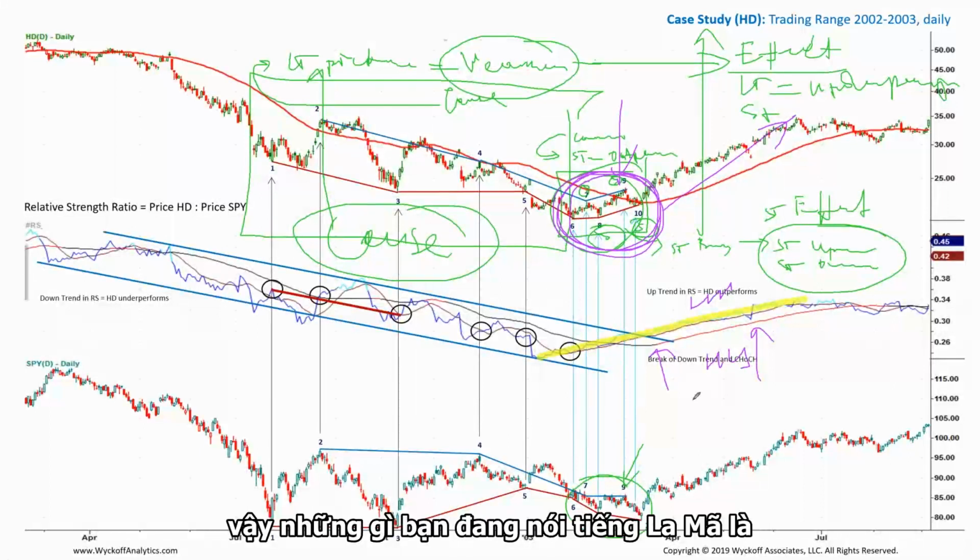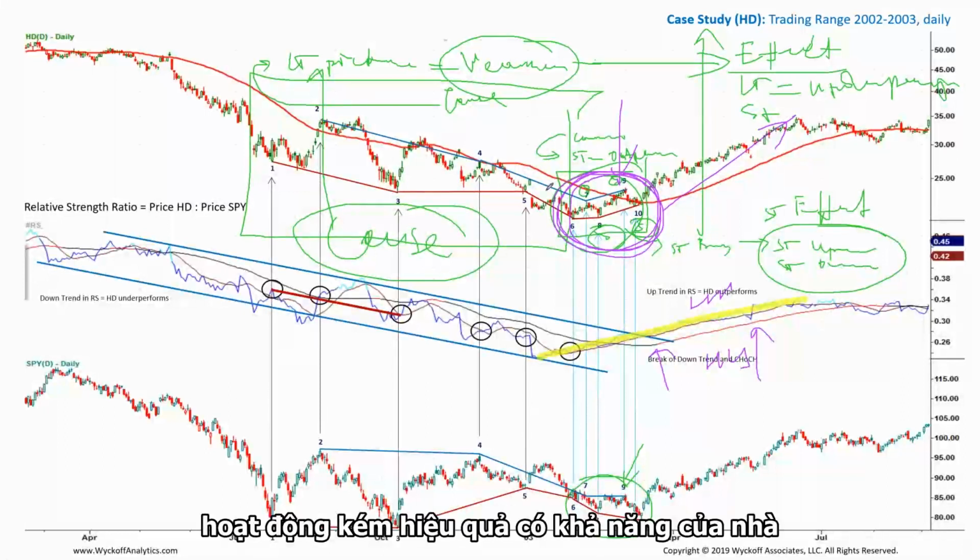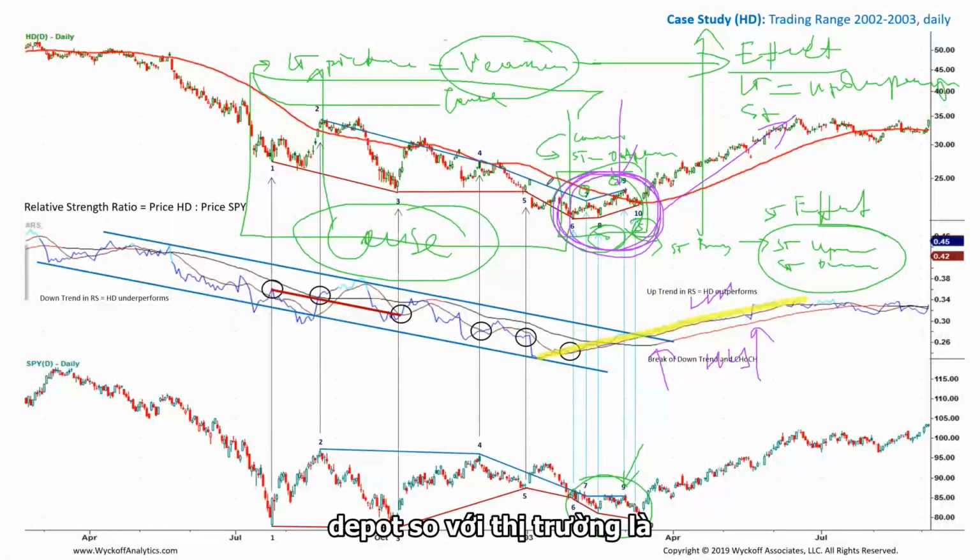So what you're saying, Roman, is from points 1 to 6, that July, August, September, October, November, you're saying that's the cause, and that span of time is what's going to result in long-term underperformance potentially of Home Depot compared to the market. Is that what you're saying? Yeah. Okay.